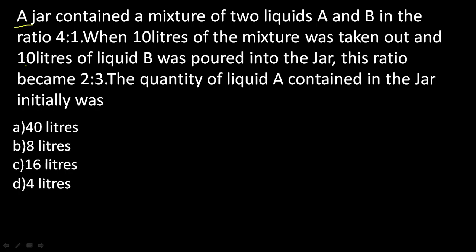A jar contains a mixture of two liquids A and B in the ratio 4:1. When 10 liters of the mixture was taken out and 10 liters of liquid B was poured into the jar, the ratio becomes 2:3. The quantity of liquid A contained in the jar initially was. Okay, here what components are there in the jar? A and B. So initially it is in the ratio of 4:1.